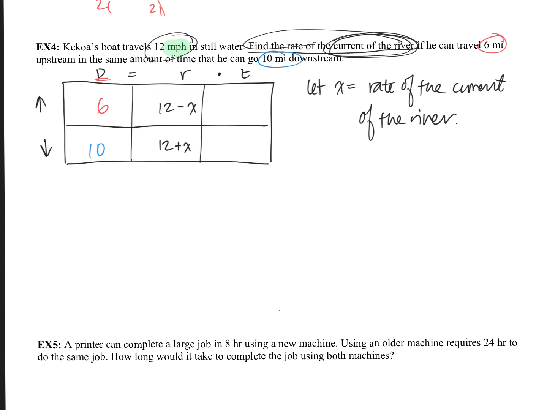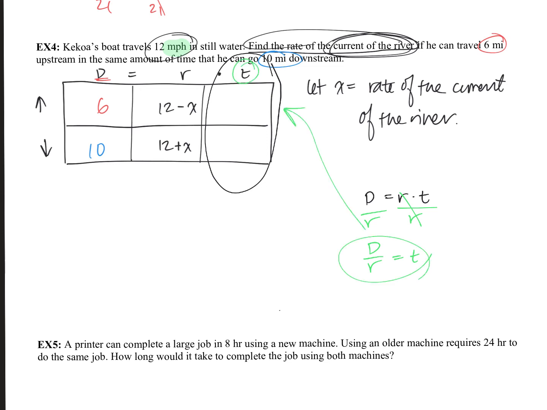Well, if you recall, the last box we fill out is usually the one we use for the equation. So I need to fill out this last box, which means I need to manipulate the equation distance equals rate times time. And I want to solve for time. To do that, I'll divide by r, and I find out that d divided by r equals time. So now I can fill out my time box using this formula.